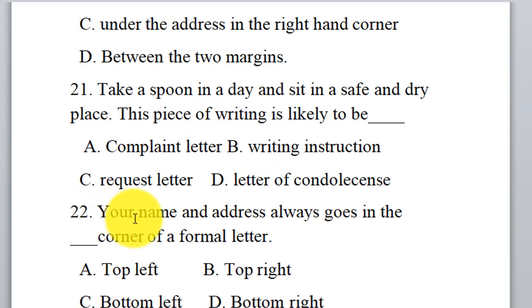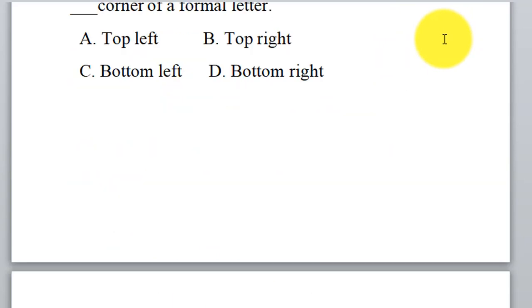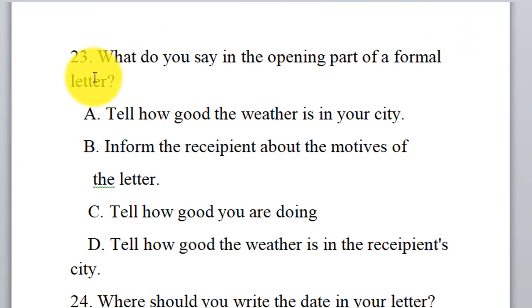Question number 22: your name and address always goes in the blank corner of a formal letter. As I said earlier, we put top right. Top right comes around here. So the answer should be top right, and we answer accordingly.